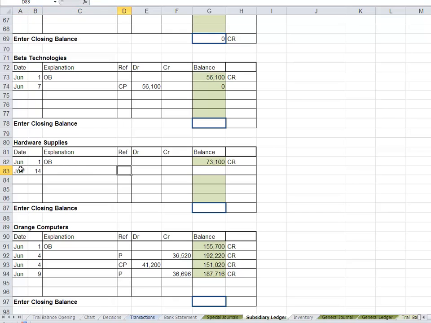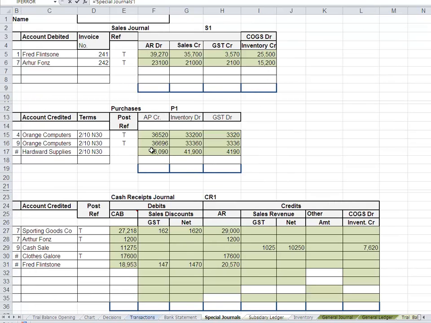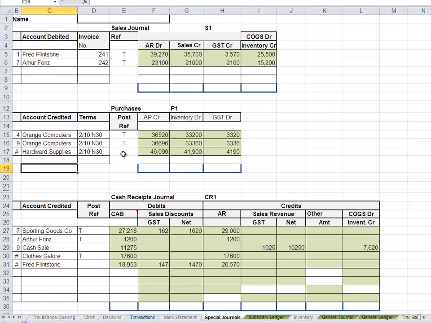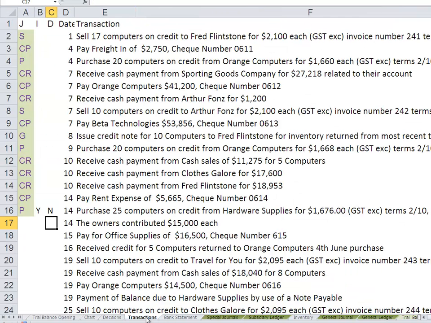The reference will be the purchaser's journal, and it will be a credit of 41,000. Was that the amount? No, $46,090. Now we take the opening balance, and to that we add any credits, because this is in credit, and we deduct any debits, and we come to 119,190, and that's credit. Now we go back to the special journal, put in a T. Boom, that's done.